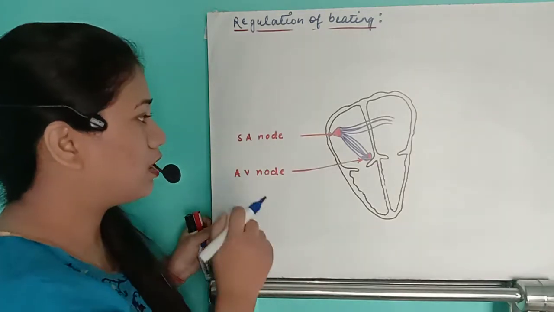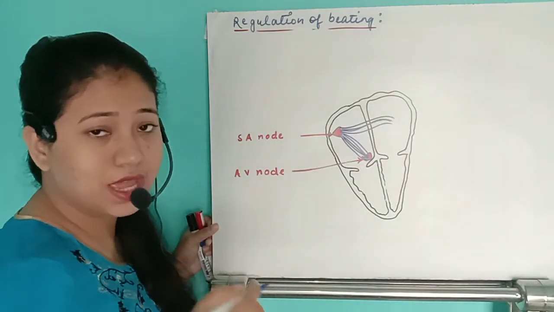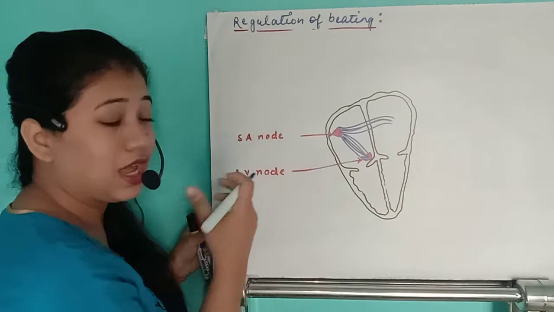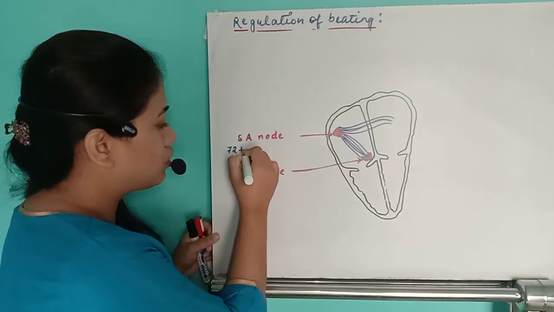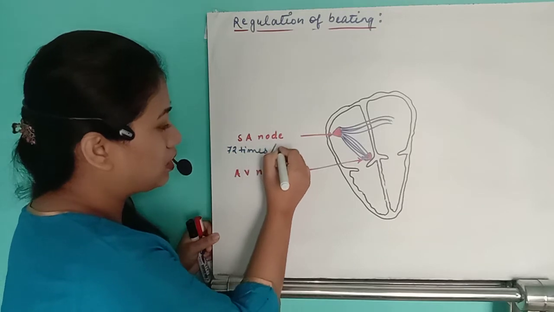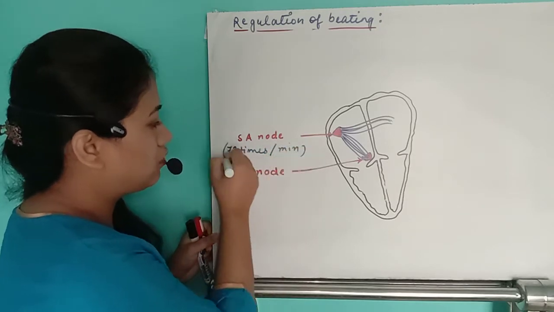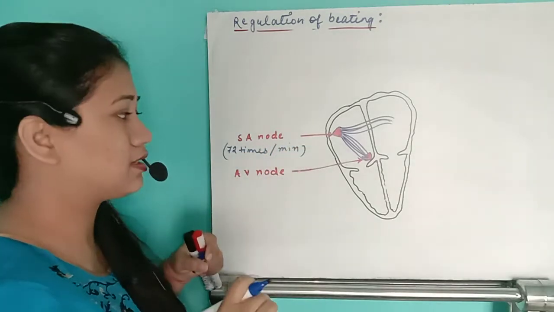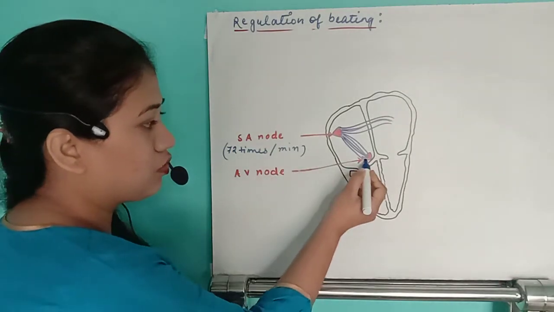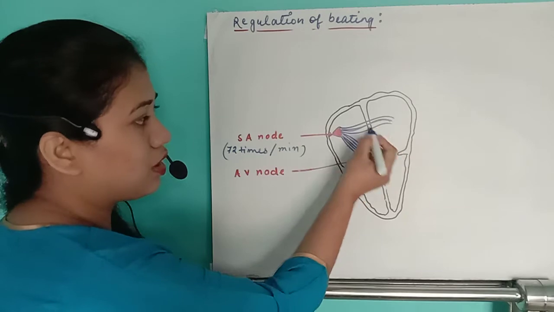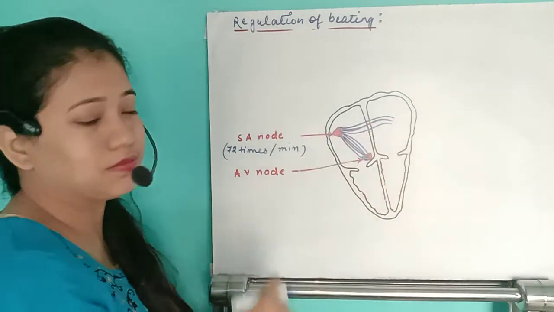So how many times will the SA node beat? The SA node will generate the impulse 72 times in a minute. So it will generate the impulse readily. It will go to the AV node via these muscles and to the left auricle via these muscles.